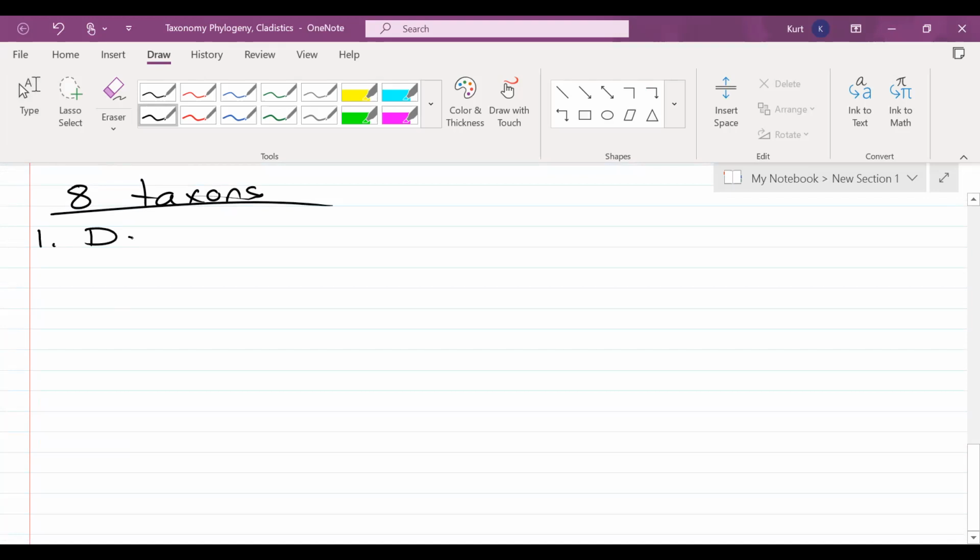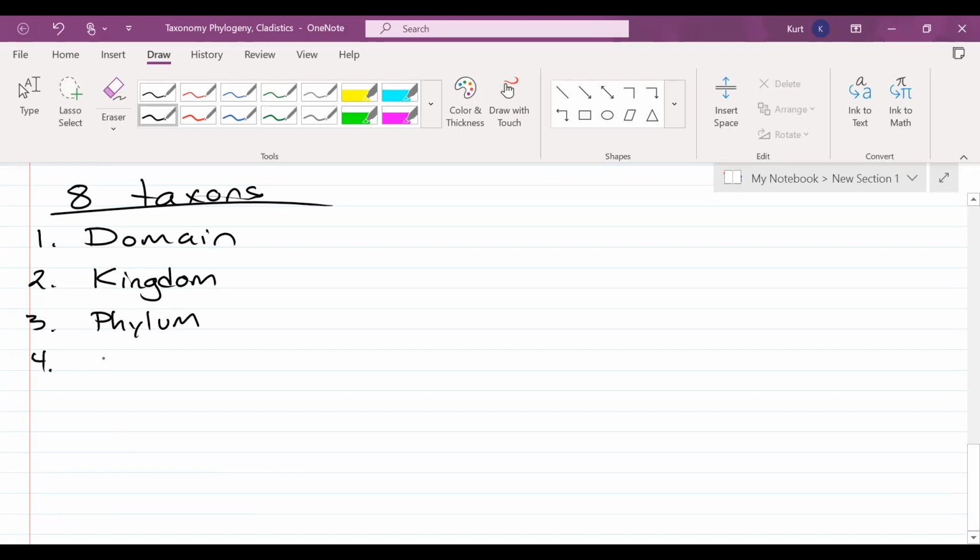There is nothing higher than the domain level. Maybe this might change in the future. We'll have to wait and see. After domain, you have kingdom. This used to be the highest level up until about 1990, and that's when the whole methodology got a facelift. Number 3 is phylum. The plural for phylum is phyla.